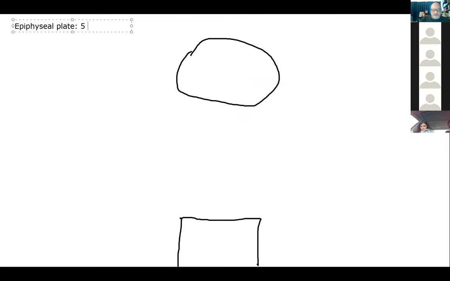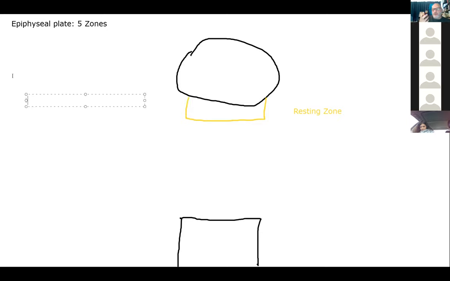And we're going to focus on the five zones that are found in it. So again, this is obviously not drawn to scale, but I want to have this exaggeration so we can talk about it. Now, the first zone is what is referred to as the resting zone. And what active role in the growth of the bone in length do you think takes place in the resting zone? Yeah, exactly, none. This resting zone, as the name would indicate, isn't dead. It's just a chunk of hyaline cartilage that is not active in the growth process.